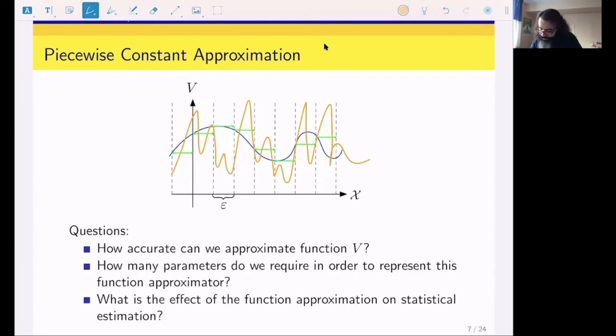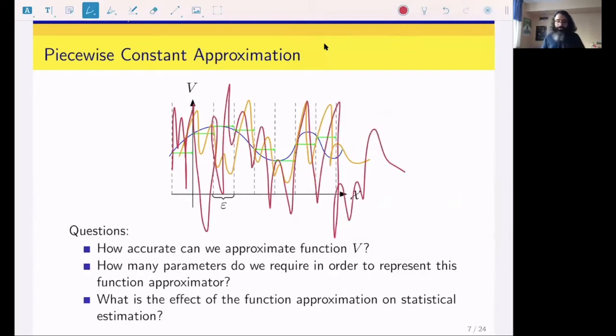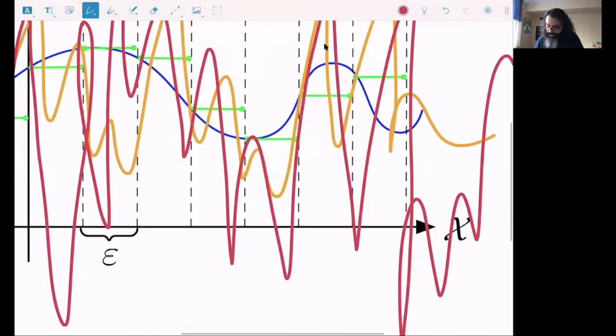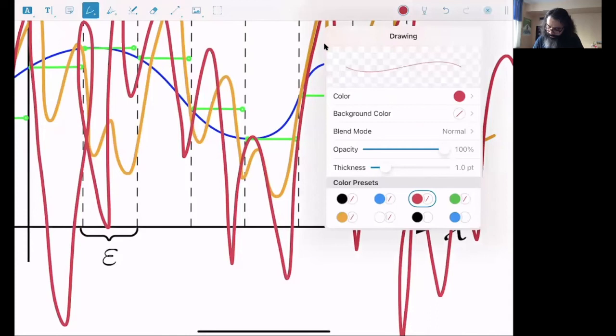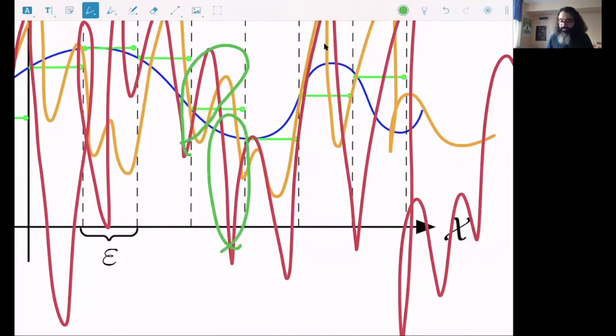And even worse, maybe if we have something like this, I'm just drawing something that is crazy. Approximating this would not be possible because, for example, in this region, for the red one, we have both positive numbers and negative numbers, above that green curve line and below it. So it's difficult to find some middle ground that approximates that function in that region uniformly well.